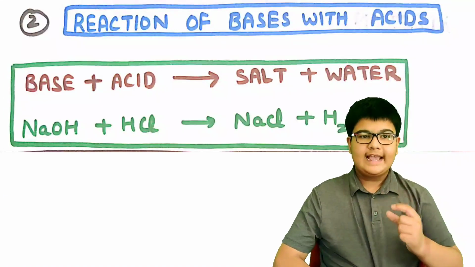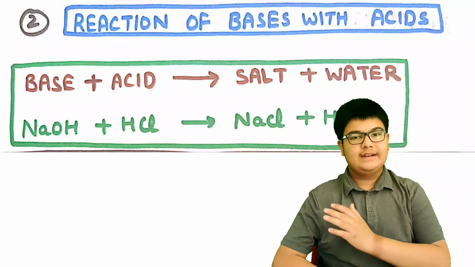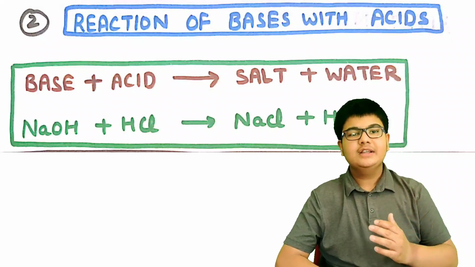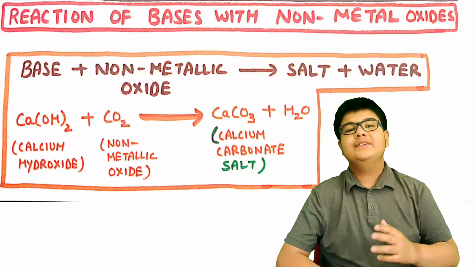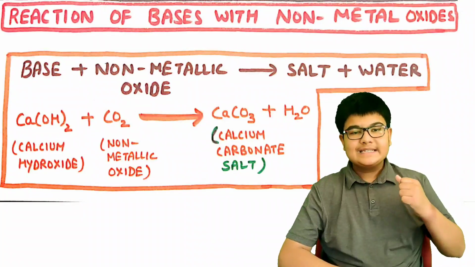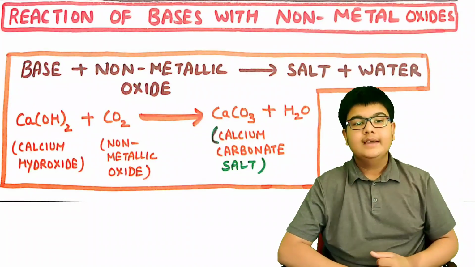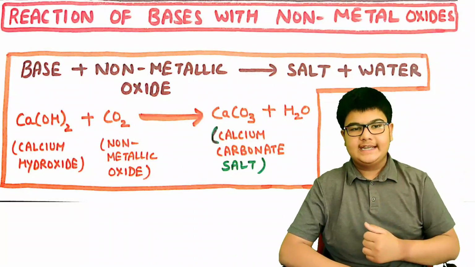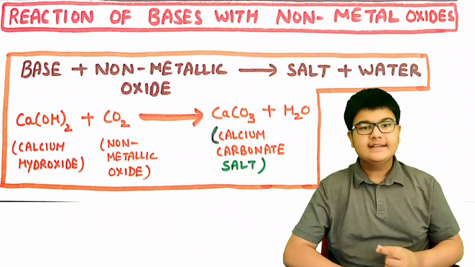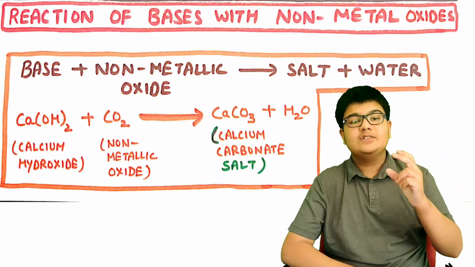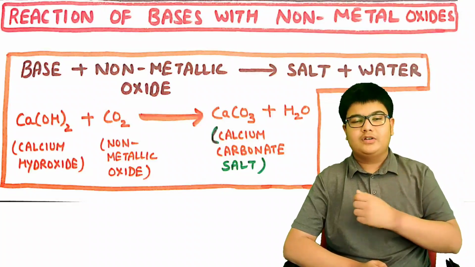Second, reaction between a base and acid. So a base and acid react to form salt and water. We have already studied this reaction in the chemical properties of acids. Third, reaction of bases with non-metal oxides. So base plus non-metal oxide results in the formation of salt and water. For example, calcium hydroxide plus carbon dioxide, which is a non-metallic oxide, results in the formation of CaCO3, which is calcium carbonate, and it is a salt, plus water.